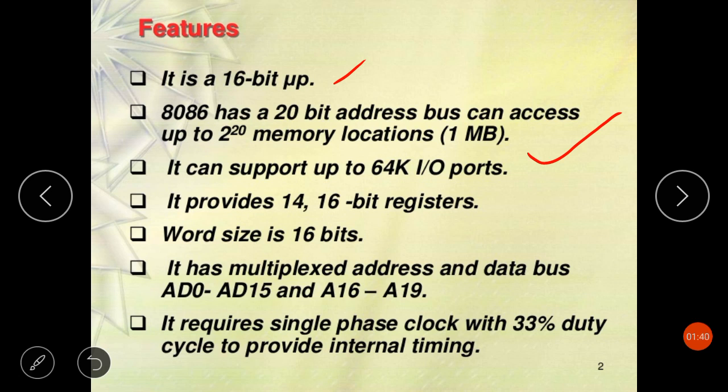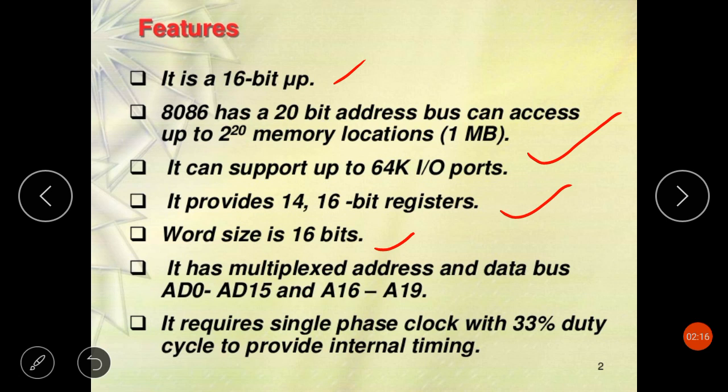Third point, it provides 14 16-bit registers. Obviously it has 14 registers and each register is 16 bits wide. Next point is the word size is 16 bits. 8086 has a 16-bit data bus, so it can read data from or write data to memory and ports either 16 bits or 8 bits at a time.